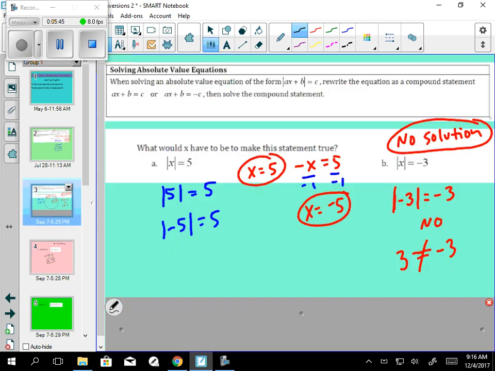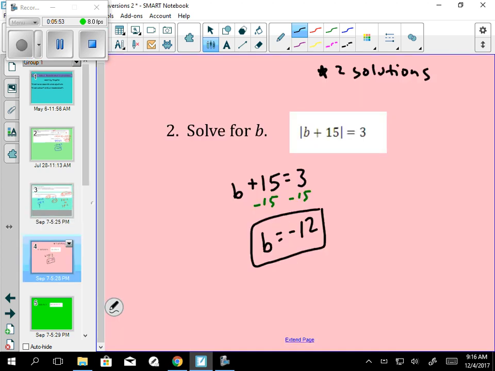The other solution, though, remember, we want to do now the opposite. What's the opposite of that? So we want to take the opposite of what's in here and put it equal to 3. So the opposite of what's in there would be negative b minus 15. You want to change all the signs in there and solve that one. So the b should become negative and the 15 should become negative.